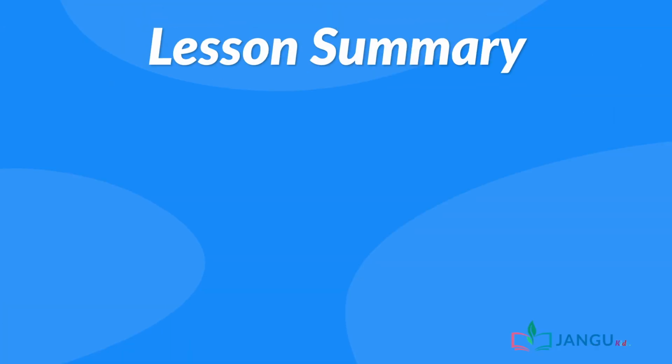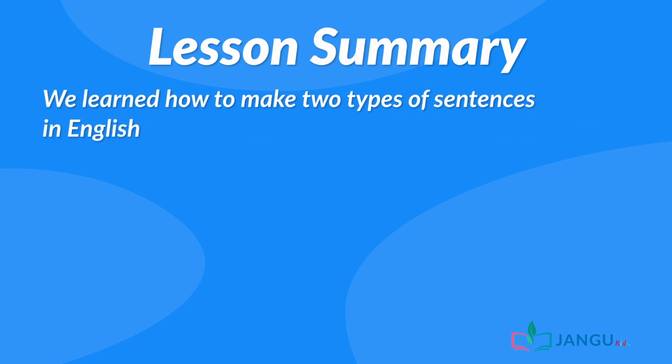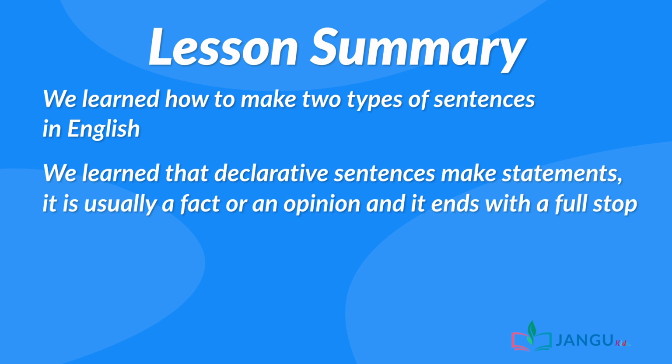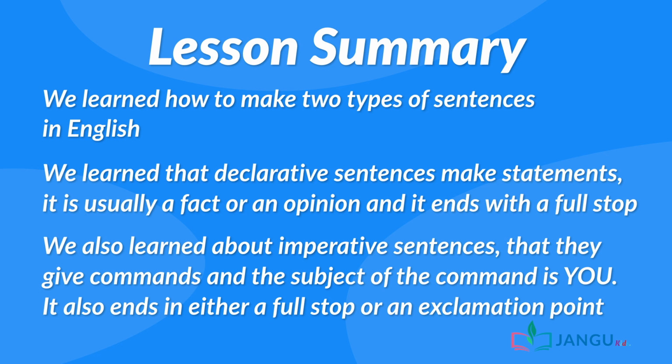Today, we learned how to make 2 types of sentences in English. We learned that declarative sentences make statements. It is usually a fact or an opinion, and it ends with a full stop. We also learned about imperative sentences. They give commands, and the subject of the command is you. It also ends in either a full stop or an exclamation point.